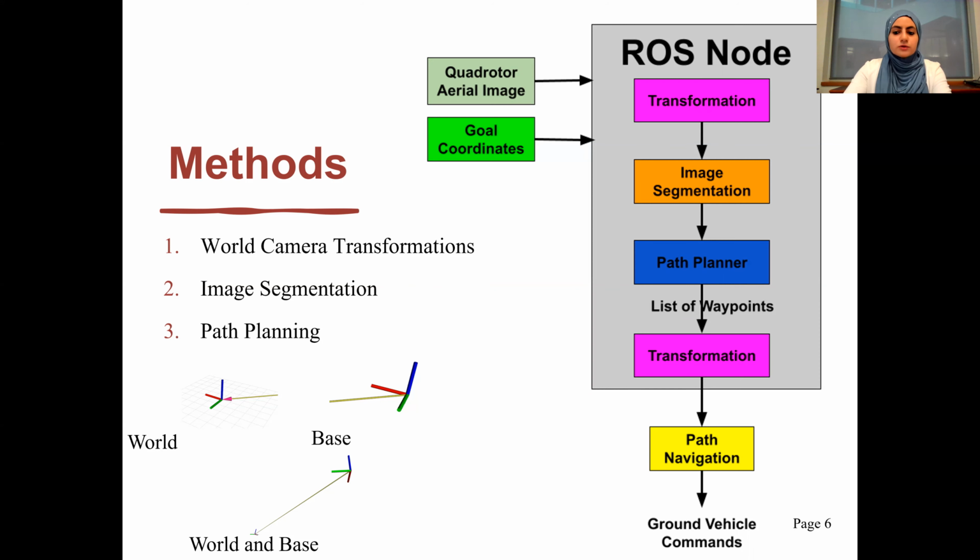And to do this, I first transformed the world coordinates into camera frame coordinates by passing through the quadrotor base frame. And then I project those camera frame coordinates, which are still three-dimensional, onto the image. And then this is done again in reverse once the path is computed to retrieve the actual waypoints in world coordinates.